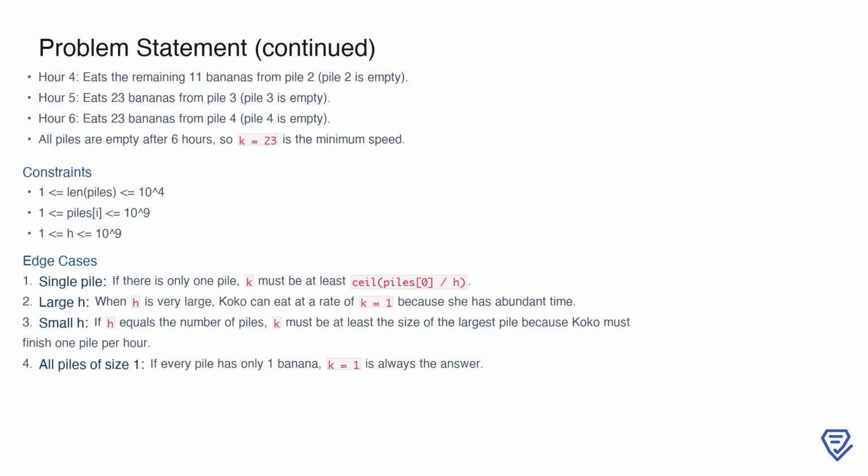If h is very large, Koko can eat at a leisurely speed of k equals 1 since she has plenty of time. On the other hand, if h is equal to the number of piles, Koko must eat at a rate equal to the size of the largest pile to finish 1 pile per hour. Lastly, if all piles have only 1 banana, then k equals 1 is always sufficient. These examples and constraints set the stage for designing an optimal approach to solve the problem.